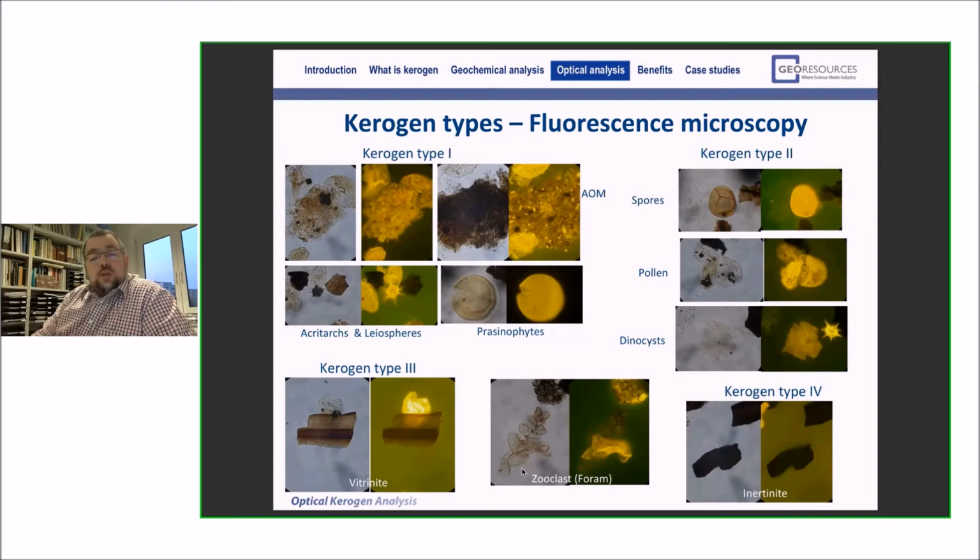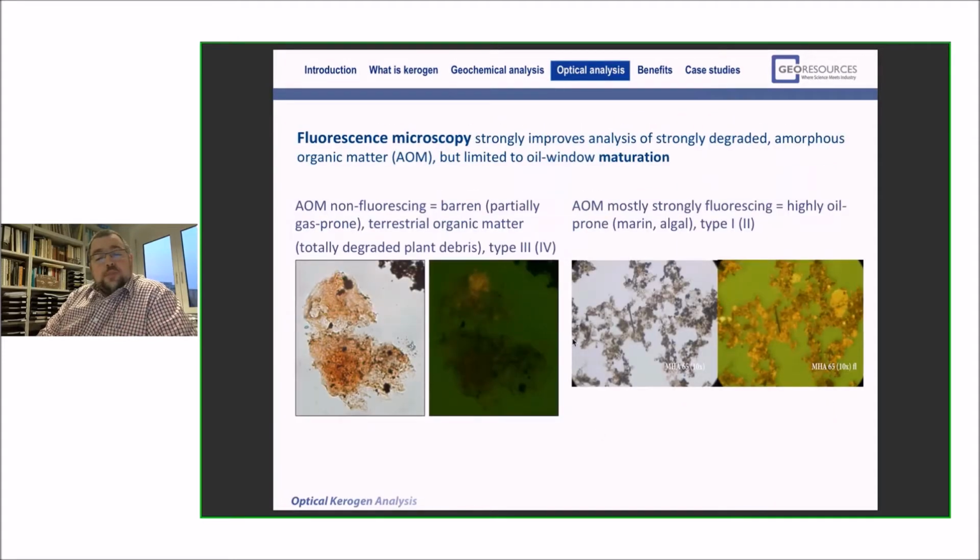But we also have other types like zooclasts, like foram linings, the organic wall linings inside the forams. This is brownish in normal light and gets dark, gets black, in fluorescence light. This gives evidence that this is typical also for kerogen type 4. So these foram linings are kerogen type 4 and not type 3, even though they are brownish in normal light.